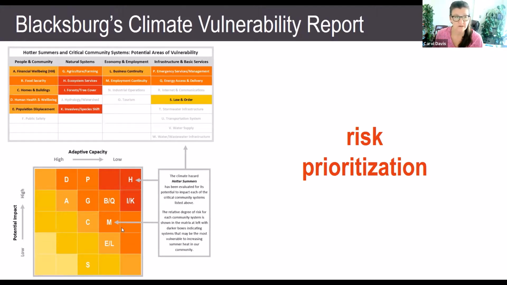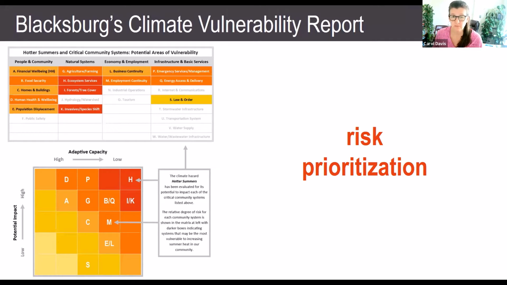are also quite concerning. And then just looking at this gives you a quick snapshot of, it looks like in the case of hotter summers, our natural systems are most at risk, but also pretty significant concerns for people in community. Less so for economy, employment, and infrastructure and basic services. Not no concern, but just a little bit less concern.